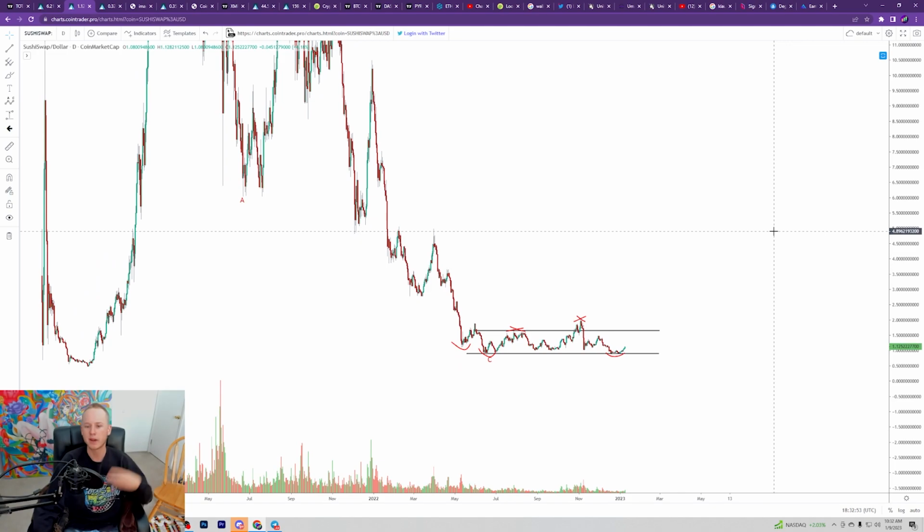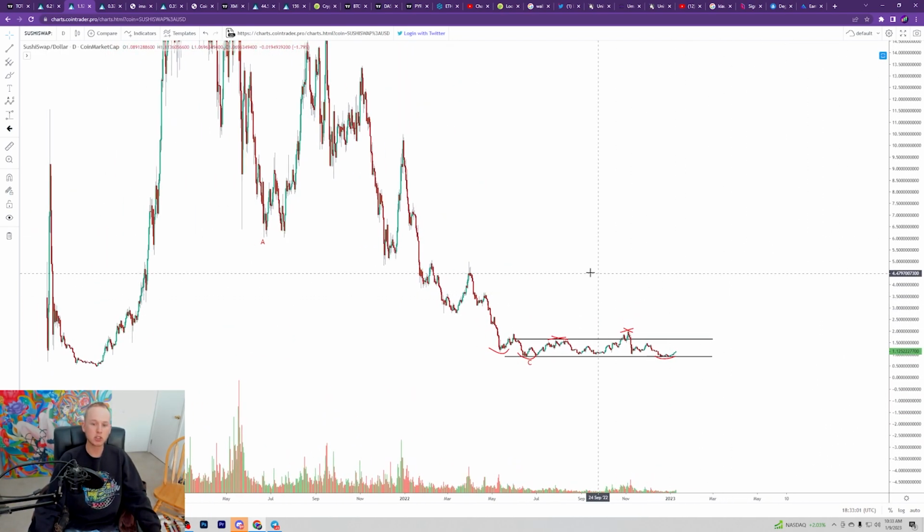And so I was hoping by sharing with you guys some bottom formations, how they've played out in years past, it will give you an idea of what to expect moving forward. Because here's the thing, guys. Let's assume that this actually is a bottom formation like I think it is. We flip the range highs right here. In my opinion, we're really just going to teleport straight to about $5 for SushiSwap.